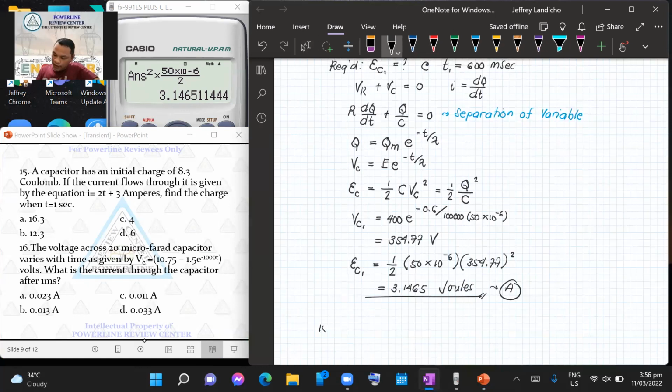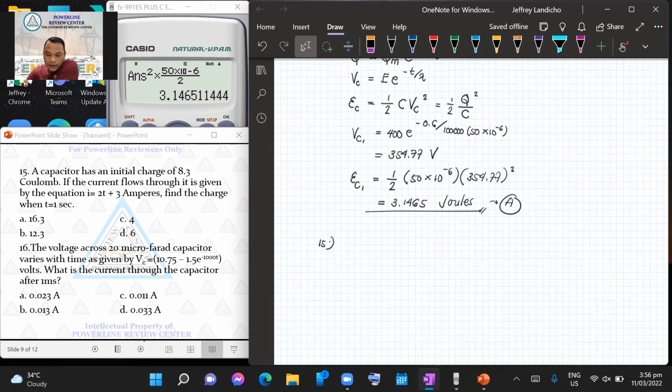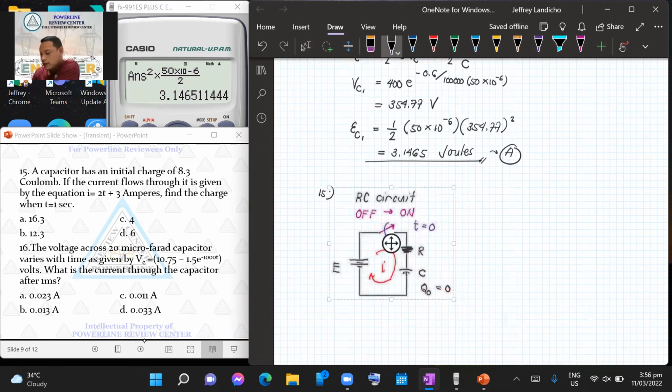So for number 15, a capacitor has an initial charge of 8.3 coulomb. If the current flowing through it is given by the equation of I equal to 2t plus 3 amperes. So find the charge when t is equal to 1 second. So ano ibig sabihin? Again, let us consider we have RC, supposed to be RC circuit. Yun nga lang, ulit, no? At time equal to 0, off tayo. Then, i-on natin.